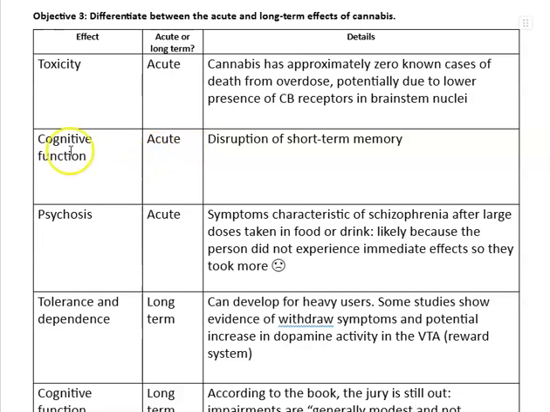But the presence of them in the overall cortex, so like the frontal cortex, the other lobes, is going to affect cognitive function.